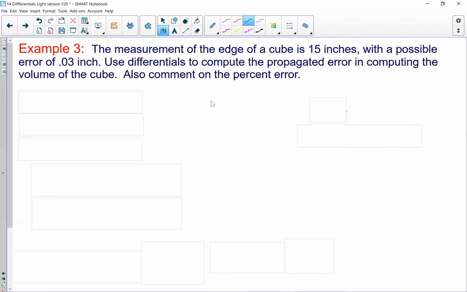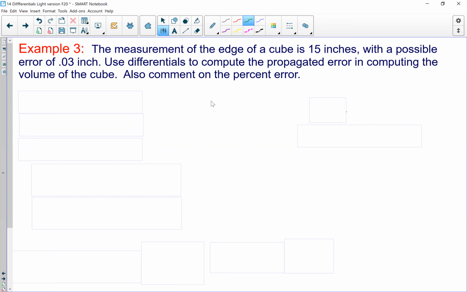Okay, so the measurement of the edge of a cube is 15 inches with a possible error of 0.03. Use differentials to compute the propagated error in computing the volume of the cube, also comment on the percent error. So let me reword this question.